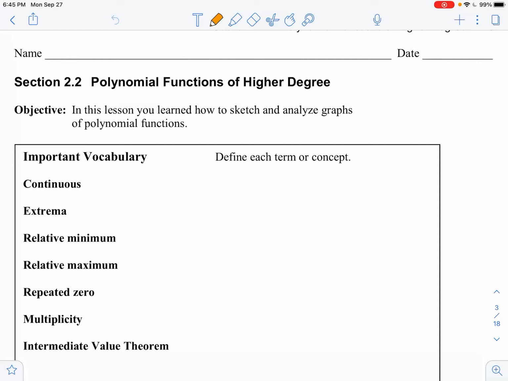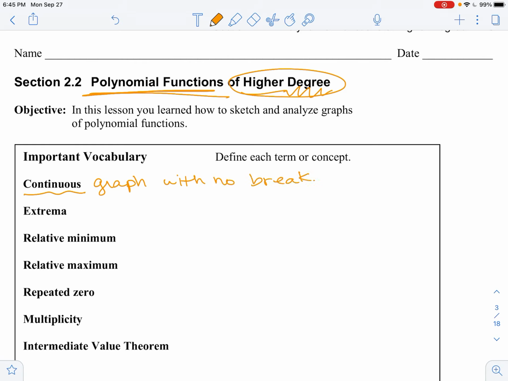Hey everybody, we are talking about polynomial functions of higher degrees. Remember that a degree is the highest exponent in a polynomial. So let's jump in. Something that's continuous has a graph with no breaks. Another way to describe something that's continuous is if you can draw the graph of the function and you never have to pick up your pencil.